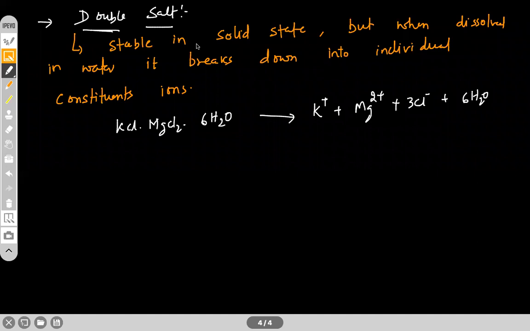Now the important one is coordination compound. Have you done this chapter in school? Yes, sir. Okay.